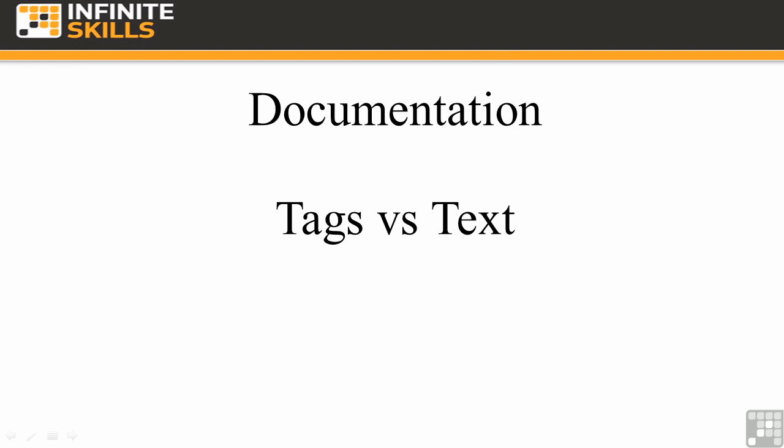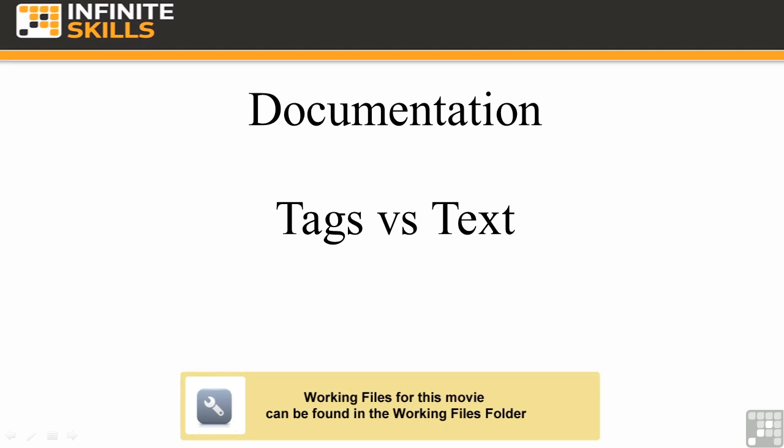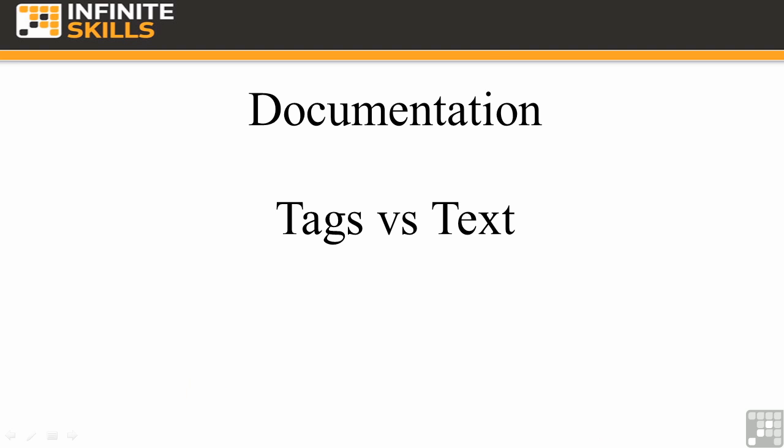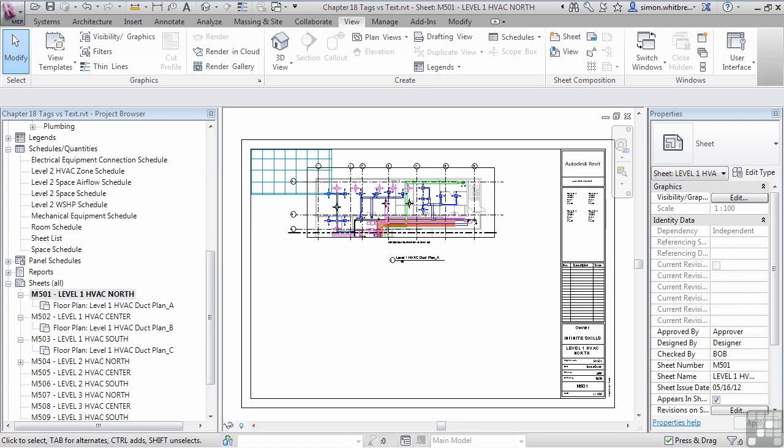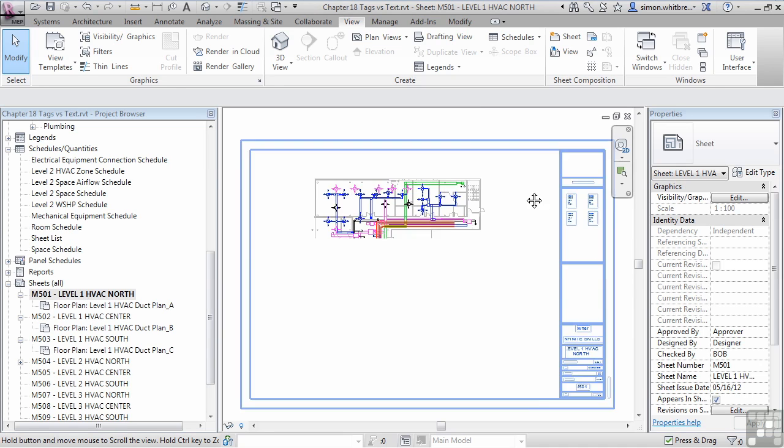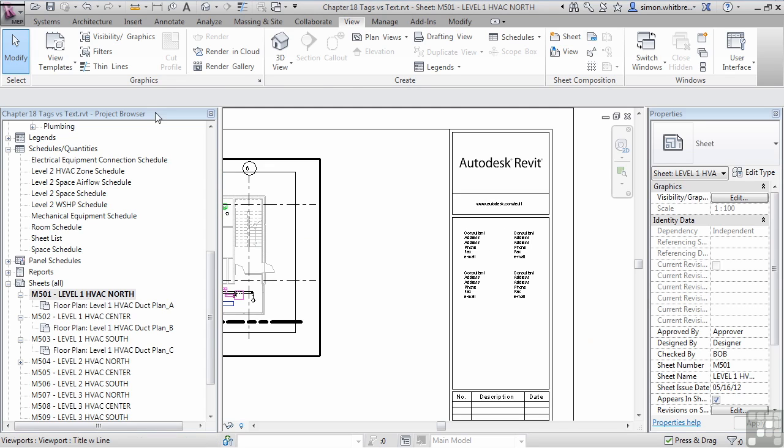Let's take a look at this in a model. From your startup screen, click on Open, browse to your Chapter 18 folder, and open the file Chapter 18 Tags versus Text. With the project open, check in the project browser that you have sheet M501 Level 1 HVAC North open, and scroll into the top of the screen.